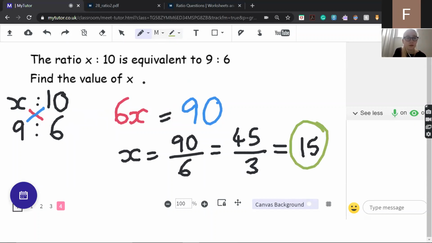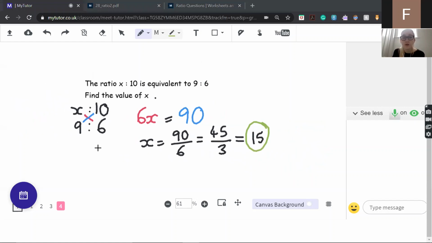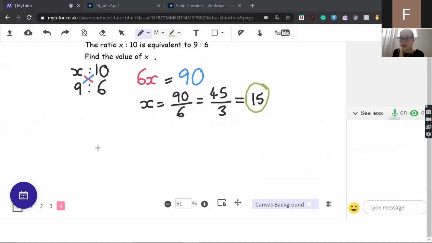Check the chat, see. We got it. Awesome, cool. I'm going to do some harder ones in a minute, don't worry. Someone's just asked to explain this method. Sure, I'm just going to explain why cross multiplication works.